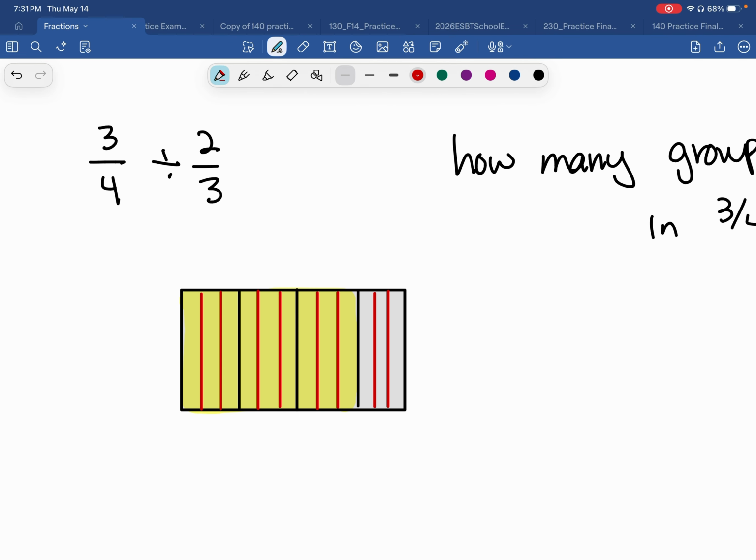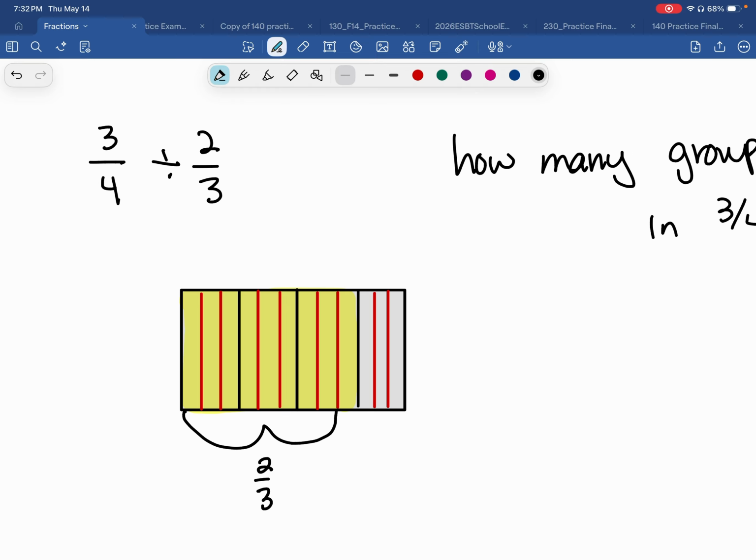So now I need to think about how many of my new boxes make up 2/3. Okay. So I have 12 boxes, right? 2/3 of those 12 boxes. Well, if I divided 12 into groups of 3, there would be 4 of them. And I need 2 of them. So 8 of my boxes makes up 2/3. So all of this is 2/3.